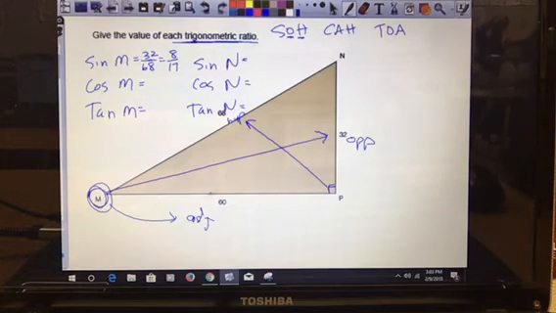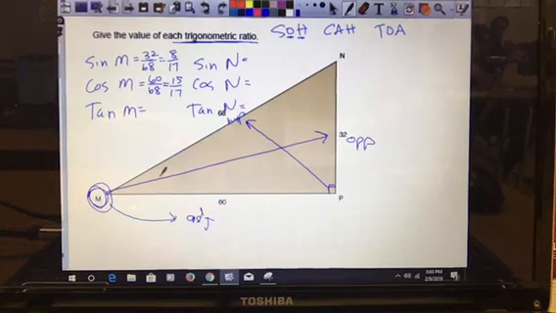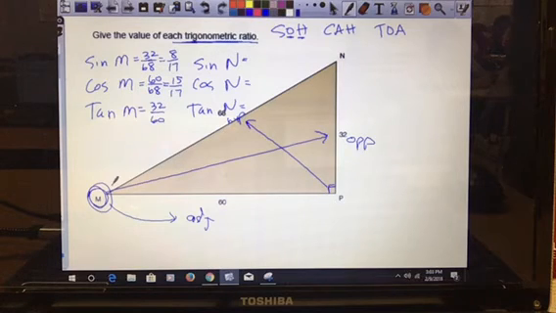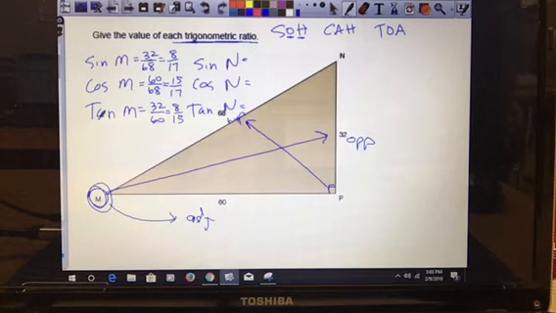Cosine of M is the adjacent 60 over the 68. 60 over 68. Again, I would divide by 4 and get 15 over 17. And then the tangent is the TOA, T-O for opposite, A for adjacent. You want 32 over 60. This one I would divide by 4 and get 8 over 15. So that would be the sine, the cosine, the tangent of angle M.